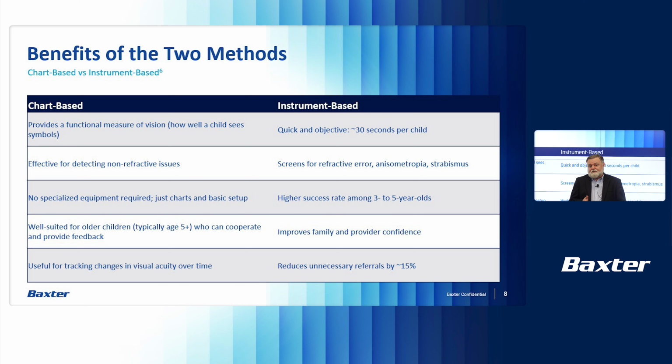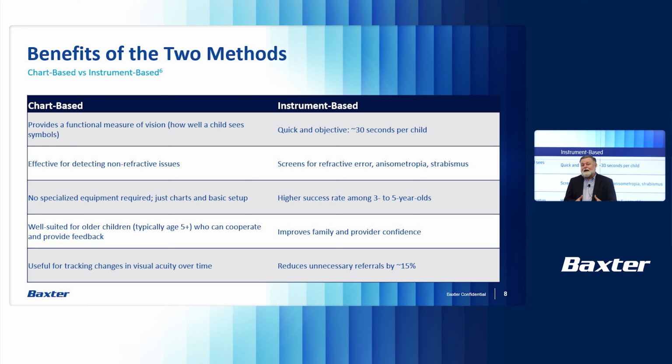While both methods have limitations, they also bring important benefits, and understanding those strengths helps us design a more effective screening strategy. Chart-based screening gives us a functional view of how well a child can see. For example, reading letters or identifying symbols. It's especially useful for older children, typically age 5 and up, who can reliably participate. It also doesn't require any special equipment, making it low cost and easy to implement. And it's great for tracking visual acuity over time.